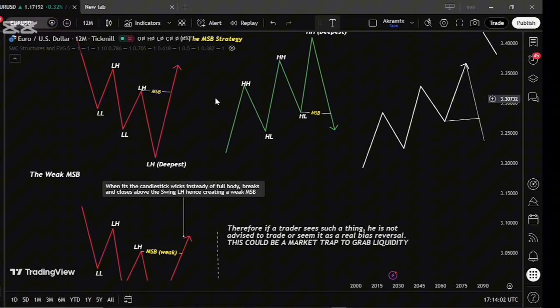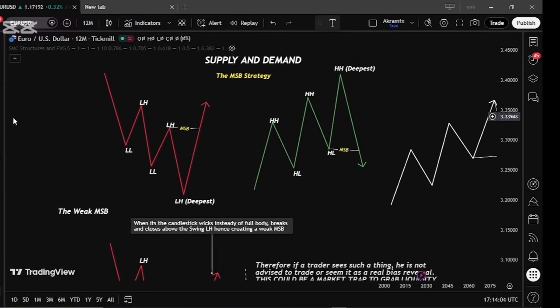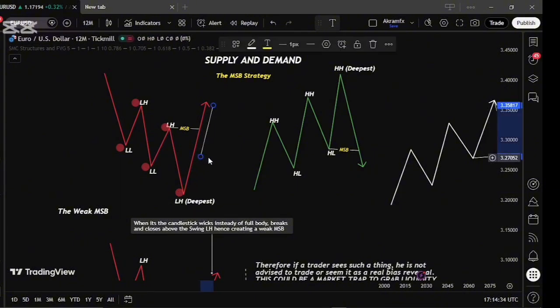For example, if we are in a downtrend, we know that a downtrend is a series of lower low, lower high, lower low, lower high. After forming the deepest lower low, on a retest, instead of forming another lower high, price just continues and breaks the structure. Whenever we see this, we know that sellers are getting exhausted in the market and buyers are coming in.